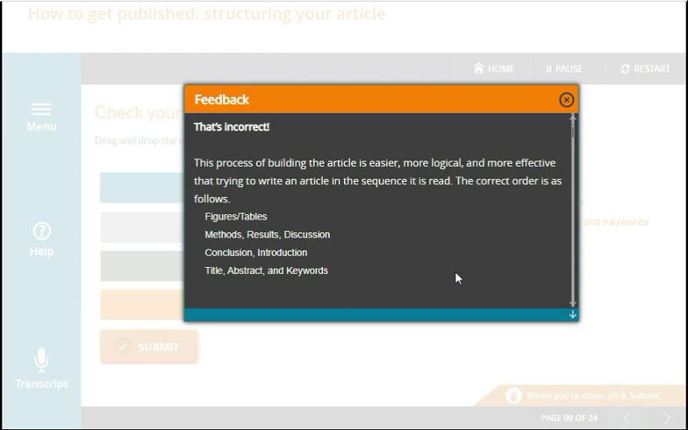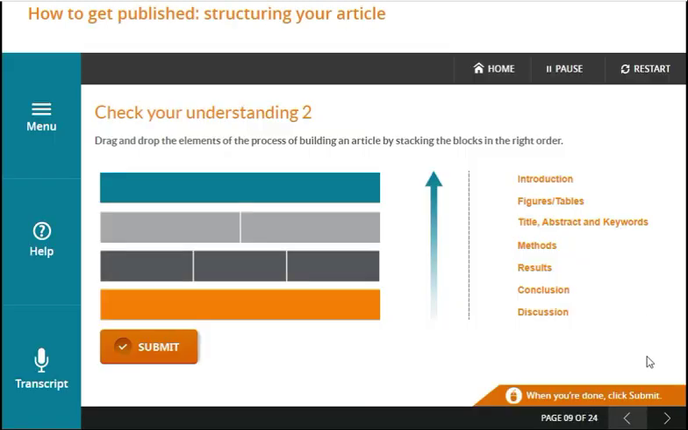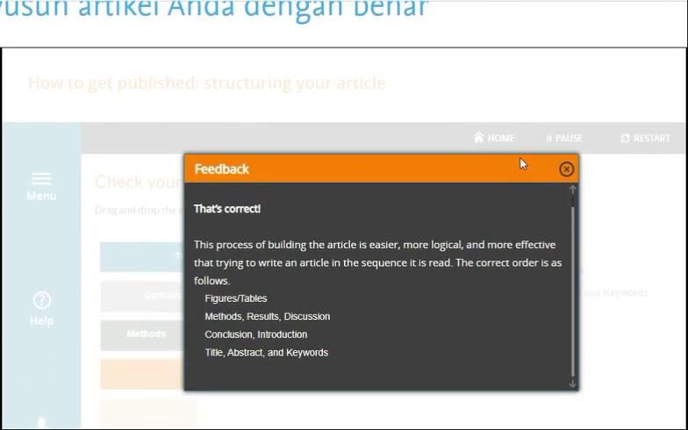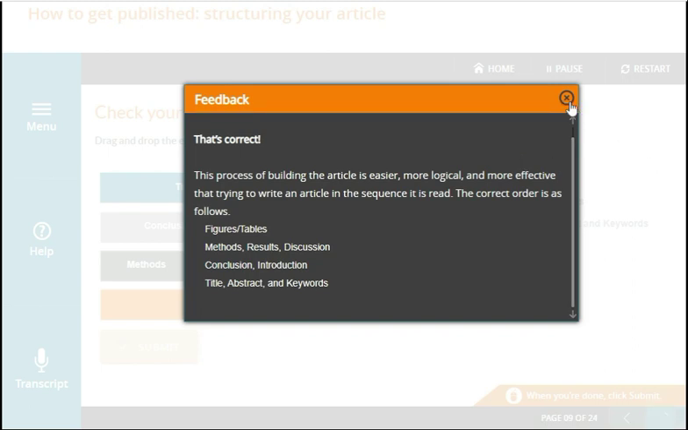The correct order is as follows: figures and/or tables, methods, results, discussion, conclusion, introduction, title, abstract, and keywords. That's correct. This process of building the article is easier, more logical, and more effective than trying to write an article in the sequence it is read.